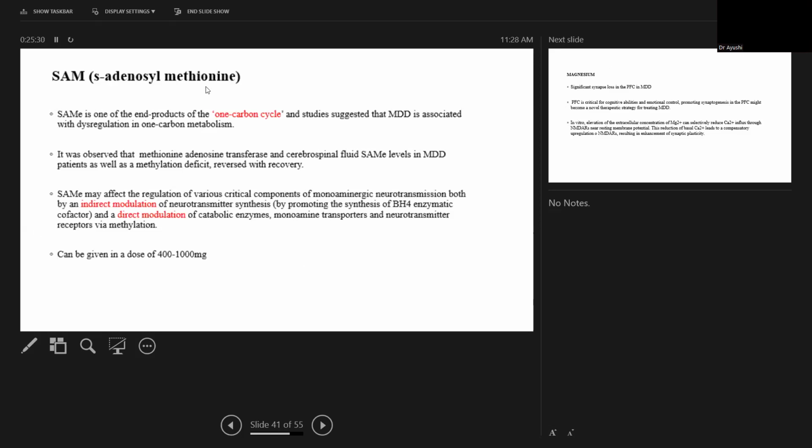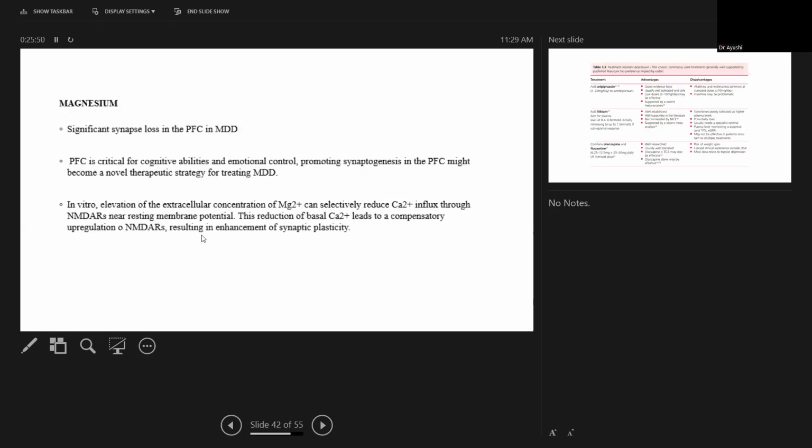Then there is S-adenosyl methionine. It is the end product of the one carbon cycle, and it is suggested that MDD is associated with dysregulation of the one carbon cycle. S-adenosyl methionine affects the regulation of various monoaminergic neurotransmitter systems through indirect and direct modulation, and it can be given at a dose of 400 to 1000 milligrams. Magnesium also has a significant role in promoting synaptogenesis in the prefrontal cortex, so it can also be used.